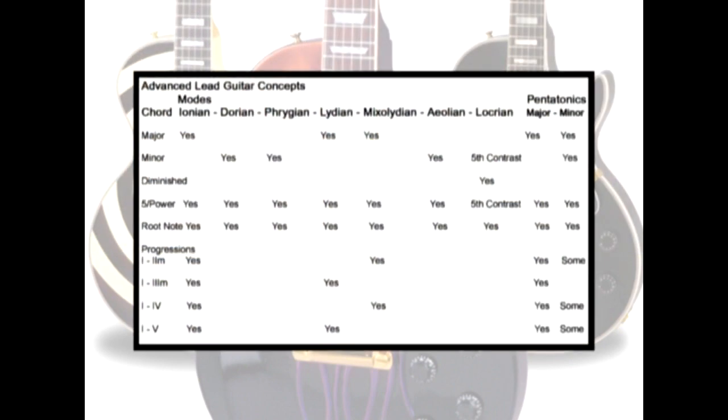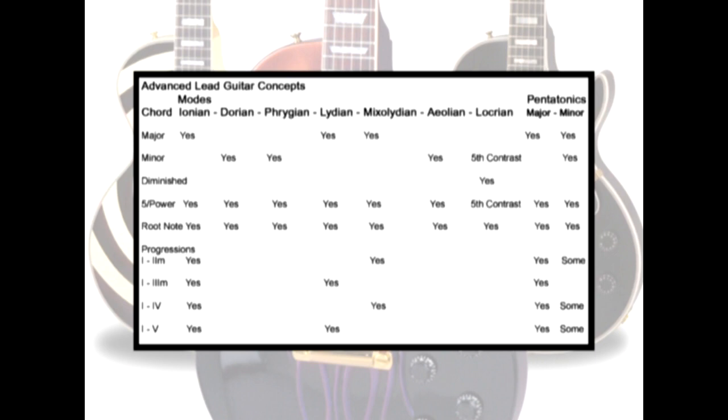If you look down the chart about halfway, you'll see some common chord progressions and some recommended scales and modes which can be played with these progressions. First, we see the 1 chord to 2 minor chord progression.